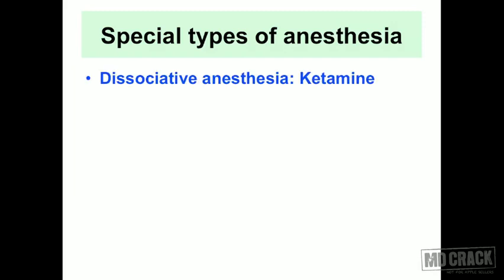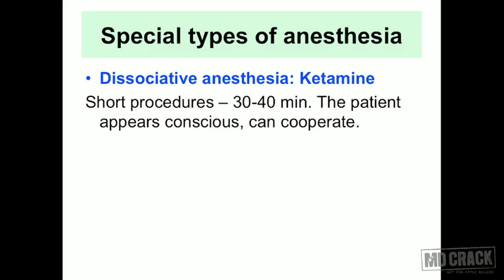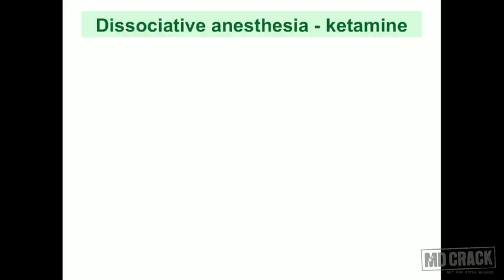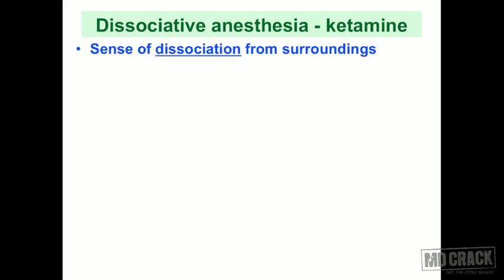At the end, we come to the special types of anesthesia. The first one is dissociative anesthesia produced by ketamine, which is practiced for short procedures lasting 30 to 40 minutes. The advantage is the patient appears conscious. So I'm not putting it classically in the general anesthetic agents. I'm calling it a special type of anesthesia. The second one is neuroleptic analgesia with droperidol and fentanyl. Let's come to dissociative anesthesia.